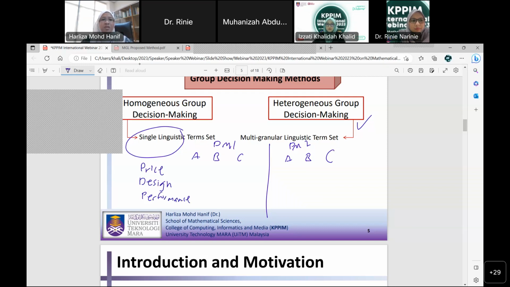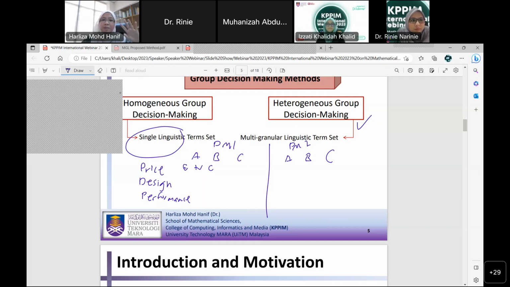So maybe for the price, my husband and I agree on having these 3 linguistic term sets. Expensive, neutral, and cheap, for example. Cheap is C. So we agree. We agree that in terms of evaluating the price, we agree on 3 linguistic term sets. Now, how about the design?